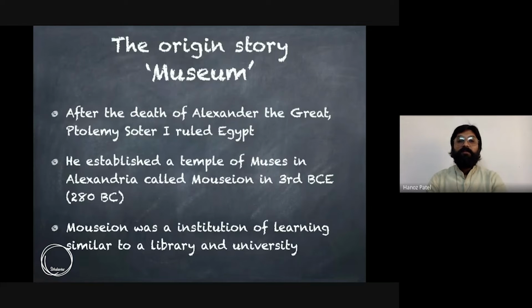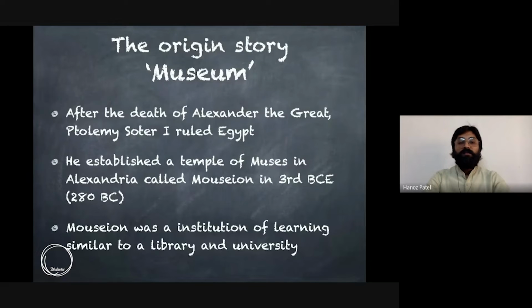So Egypt fell to Ptolemy Soter the First, right? He was one of his closest friends and his closest general. He took over the region of Egypt and he established a temple of muses in Alexandria, which he called Museon. Around the 3rd century, around 280 BC, this Museon was instituted by Ptolemy Soter. Museon was supposed to be an institution of learning, similar to a library or university.